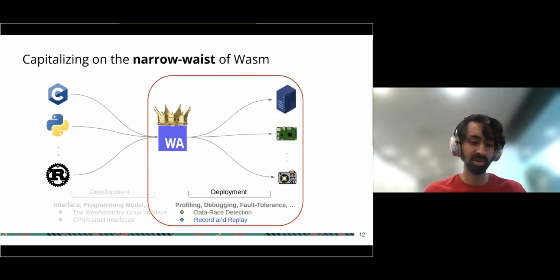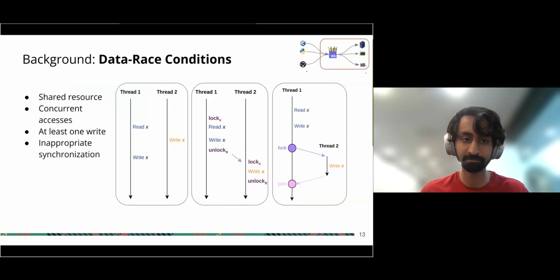Cool. So now that we've focused on the start of the pipeline, now that we can actually target Wasm, I want to talk a bit about what we can do with a Wasm binary at deployment, focusing particularly, like I said, on data race detection.